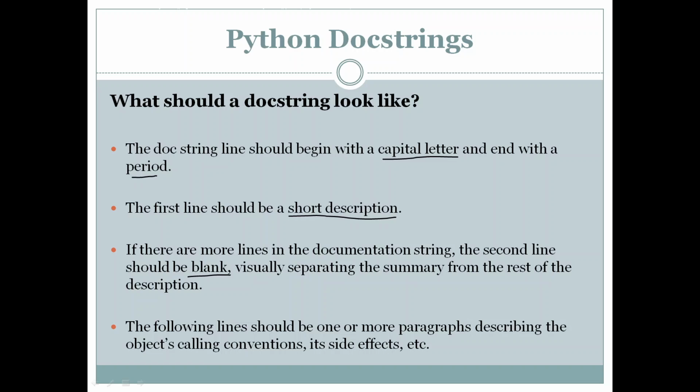Then the following lines should be one or more paragraphs describing the object's calling conventions and its side effects, etc. After the blank line, you can include some more paragraphs describing the object's calling conventions, like if you are declaring a docstring for a method, how the method should be called, what arguments the method takes, or what type of arguments the method takes. All those things can be included in the latter paragraphs. So this is how a docstring has to be declared.